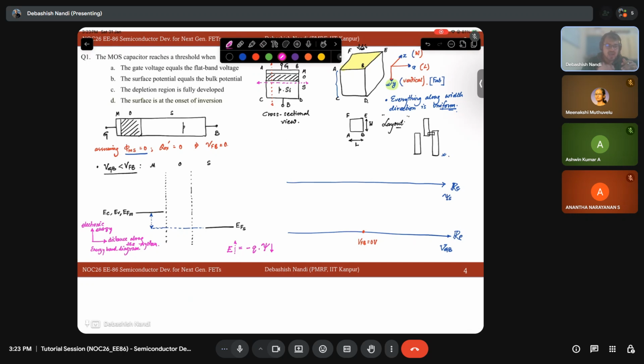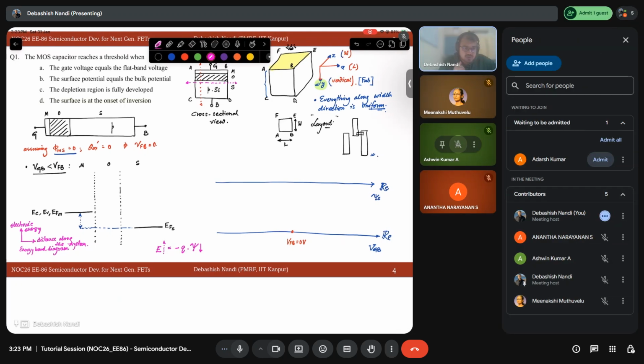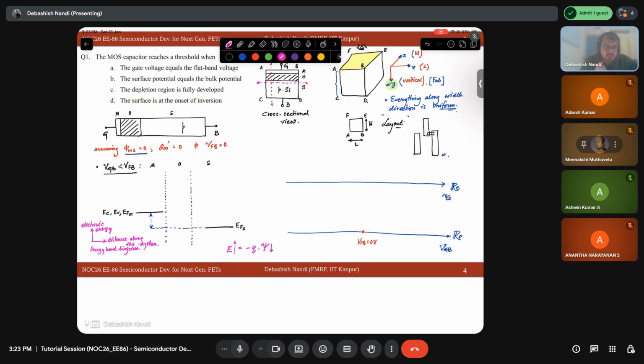Fine. And if I am applying negative voltage, my energy band diagram shifts upwards. That means my electronic energy increases. Of course, right? At the negative terminal of the battery, I will have more electronic energy than in the positive terminal because the negative terminal injects electrons. You can think in this line as well. Fine.